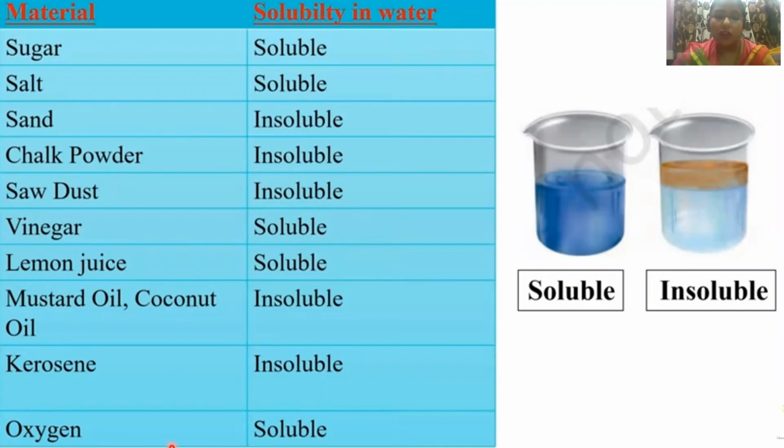Kerosene is insoluble in water. Oxygen gas is soluble in water. There are a variety of gases present in the air. For example, hydrogen, oxygen, nitrogen, carbon dioxide. There are a variety of gases.